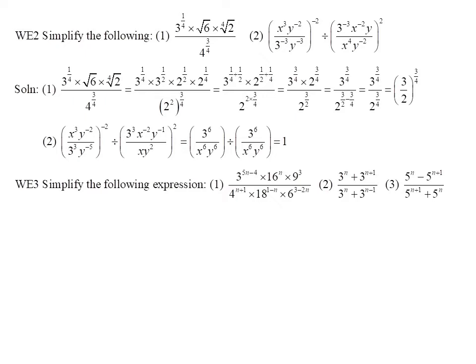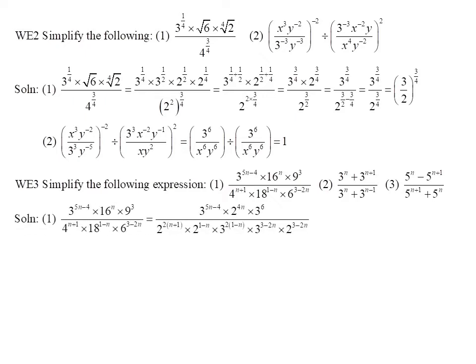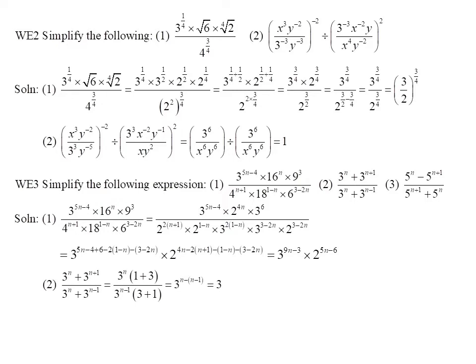Example 3 has 3 initial expressions to simplify. For question 1, after rewriting the base number in terms of its prime factors, it has 2 different bases of 2 and 3. Based on the same base, we may proceed the simplification with appropriate index laws. The final simplified form is 3 to the 9n minus 3 multiplies 2 to the 5n minus 6.